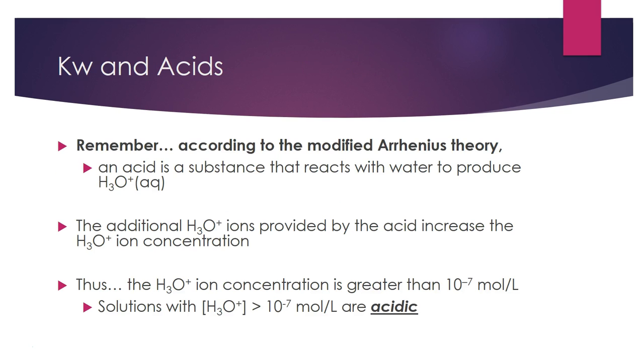Remember the modified Arrhenius theory from our last session? It told us that an acid will react with water to produce hydronium ions. When an acid is added to water, then the concentration of hydronium ions in the water will increase. This means that acidic solutions have a concentration that is greater than 10 to the negative 7 moles per liter.